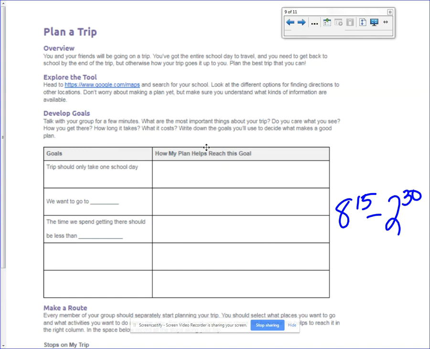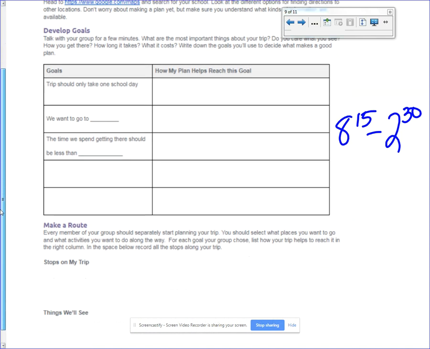What is the most important thing that you want to accomplish on this day? Do you care about what you see? How are you going to get there? Do you need to think about lunch? How long is it going to take? How much is it going to cost? So write down the goals. They've left some extras there on what you think would make a good plan. Then fill this part of your table out.